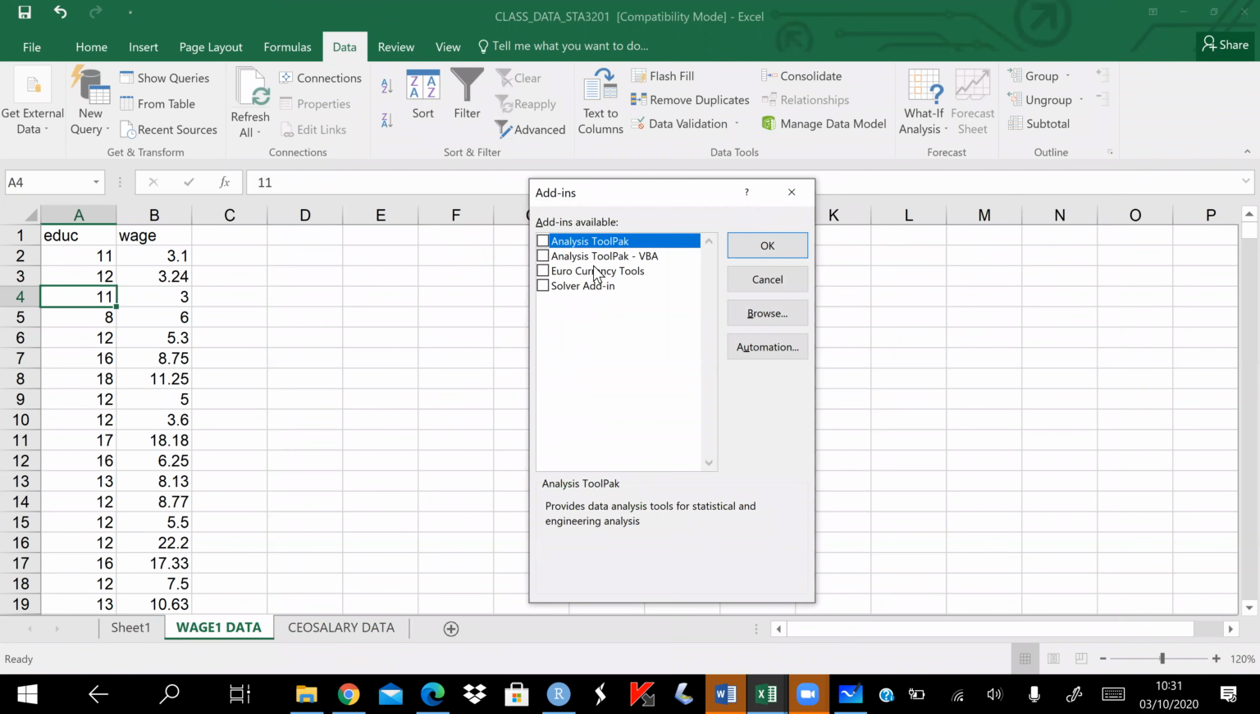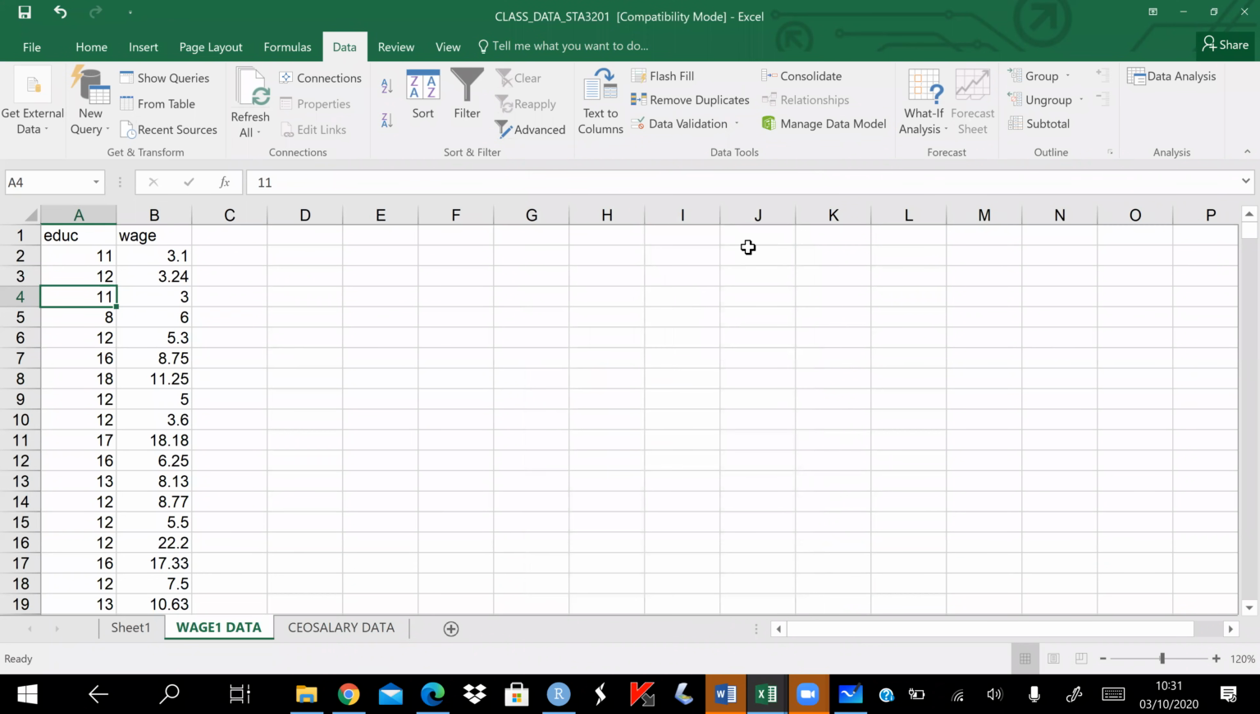Then you'll see some options here. I hope you can see. I hope you're using the same Excel. Then you check the first one. You tick the first one, then you say okay. Once you do that, now you can see it is there, data analysis. So this is your data analysis Toolpak now. You can perform most of the statistical analysis using this option here.